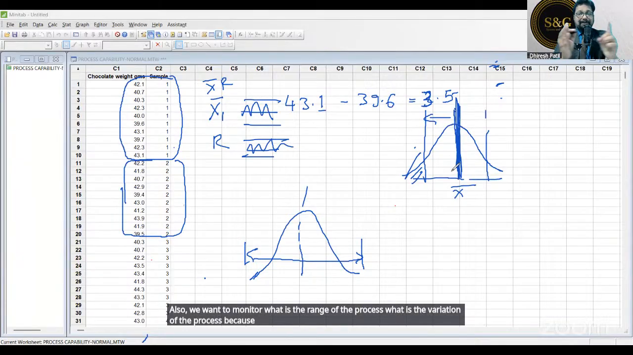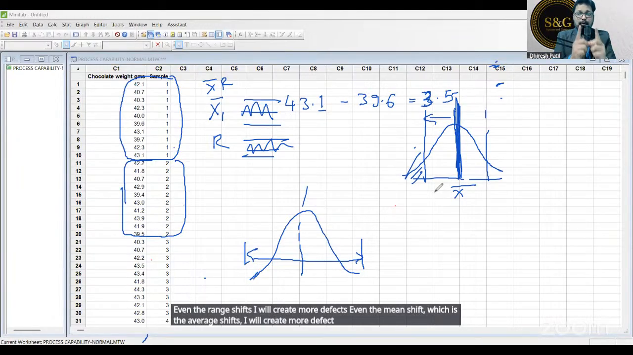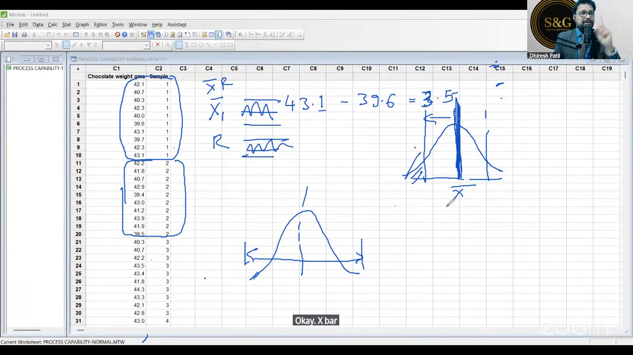Because both these parameters are very, very important. Even if the range shifts, I will create more defects. Even if the mean, which is the average, shifts, I will create more defects, right? So both monitoring is very, very important. That's why we are monitoring X bar and R separately here. X bar is the center and the range is the width of the process.